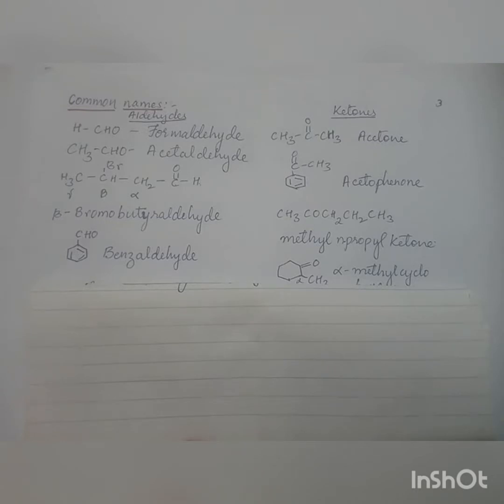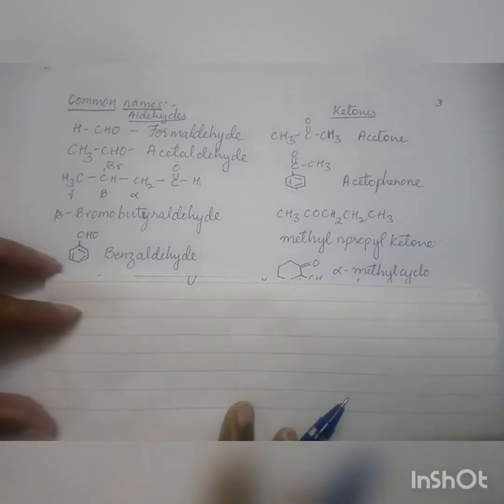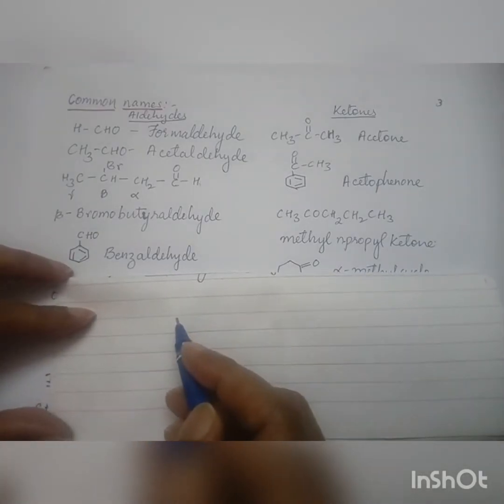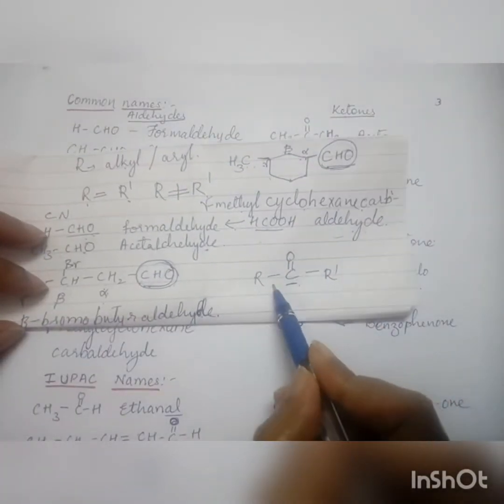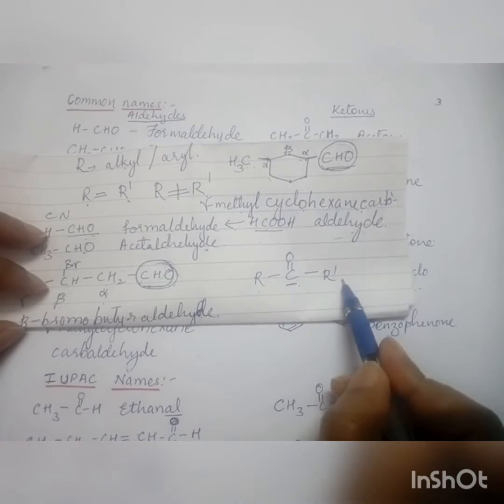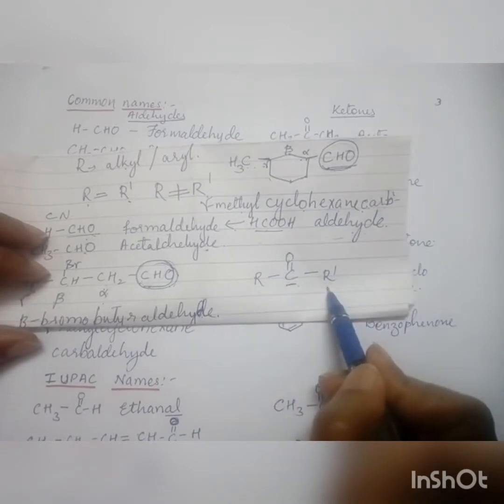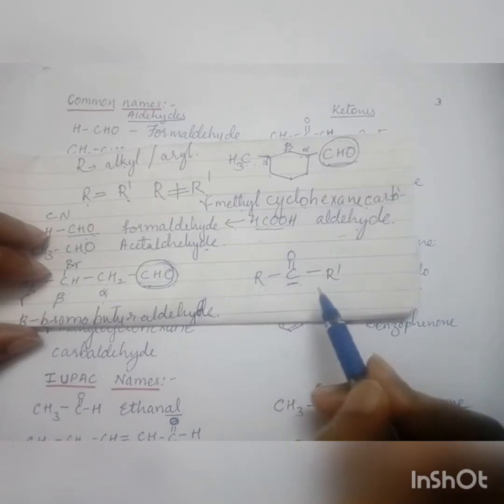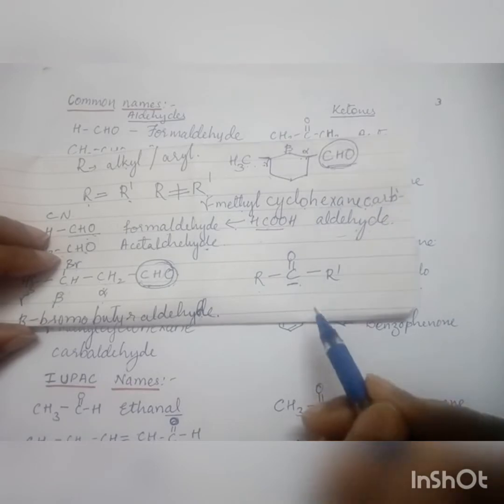In the previous class we discussed the common names of some of the aldehydes. Today's class we are going to study the common names of the ketones. As I said, ketones have the functional group C double bond O. Here we have the general representation of a ketone, that is R, C, O, R dash. R and R dash can be the same or different. It can be either an alkyl group or an aryl group.